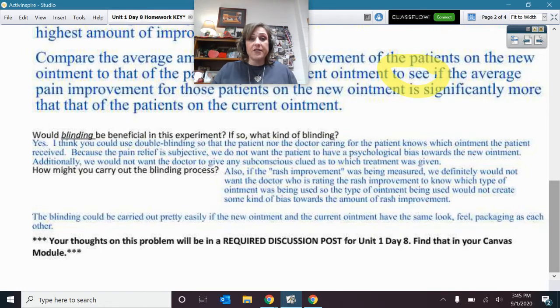All right, how can you carry this out? Easy peasy. Just make sure that the new ointment and the current ointment have the same look, feel, and packaging. Okay, and then you hopefully would put this into your discussion. All right, last one. Here we go.